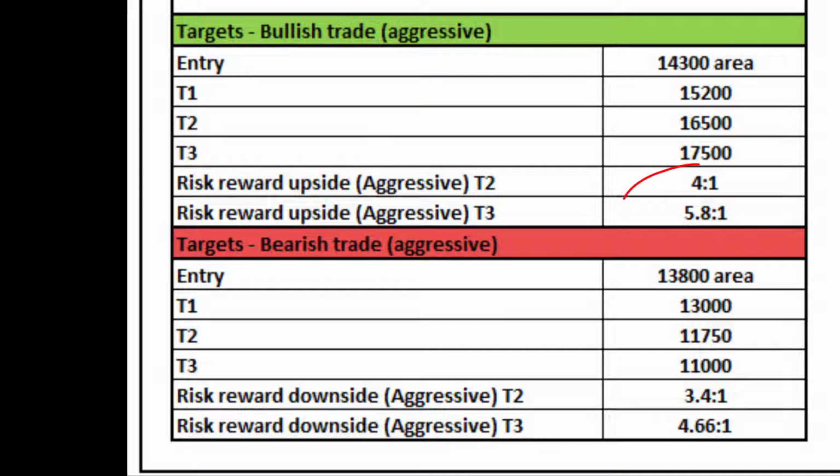That gives us 4.1 and 5.8 to 1 possible upsides. Bearish downside, also with a reasonably tight stop, 3.4 and 4.66 to 1, so something there for both directions. But at the moment, overall, I'm going to go weak bullish for the Nasdaq 100.